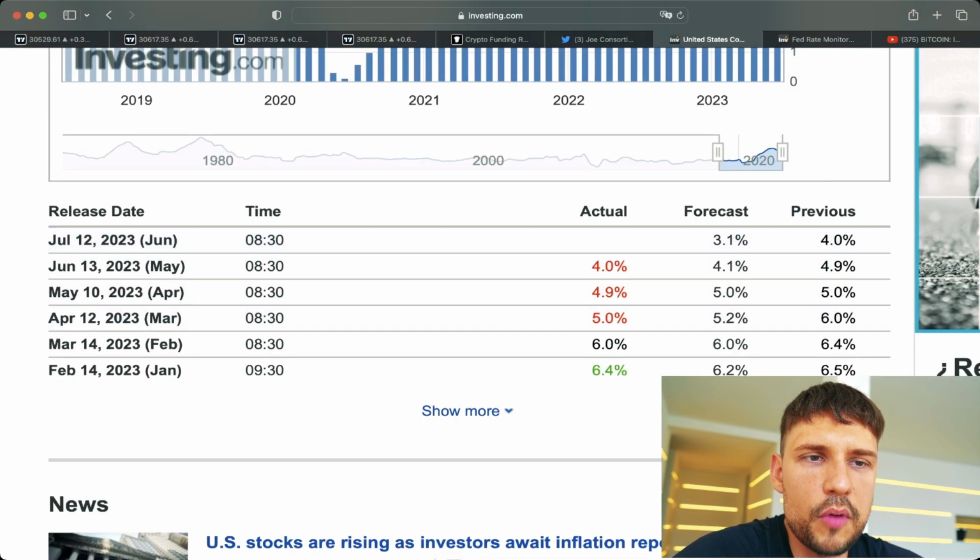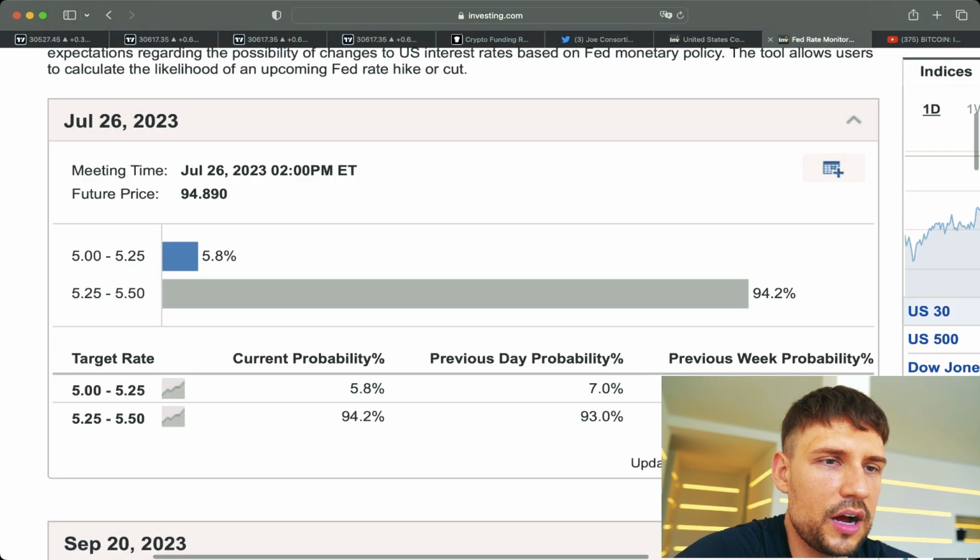Watch out. Tomorrow we will see very high volatility. July 12th, we see the CPI release. Right now the CPI is at 4%, forecast is 3.1%. If it's coming lower than the forecast, lower than 3.1%, we will see a massive pump in the market. If it will be higher than the forecast, higher than 3.1%, we'll see a massive dump in the market.